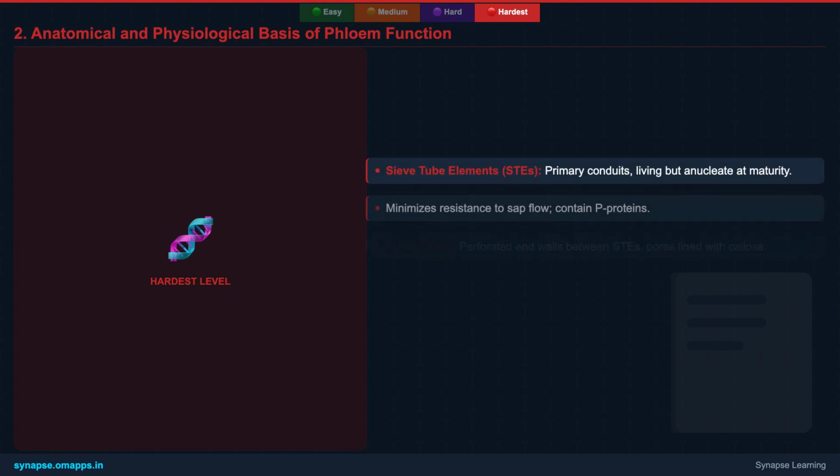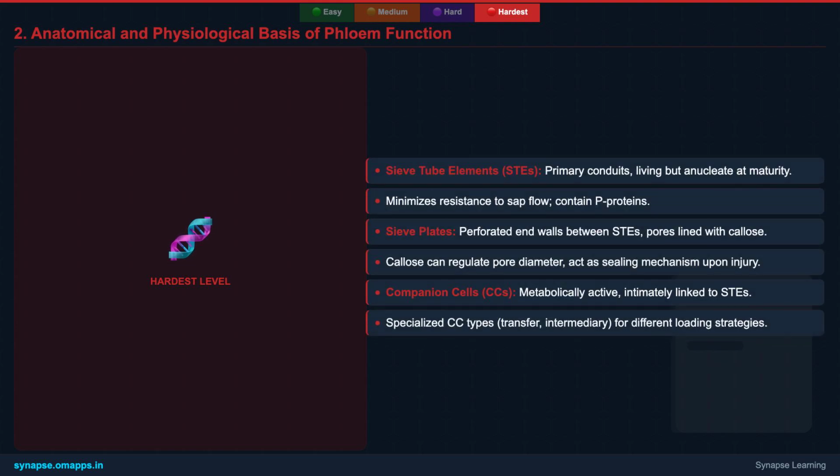Let's delve into the engineering marvel of phloem at a cellular level. The unique anatomy of sieve tube elements, being anucleate and having perforated sieve plates, minimizes resistance to flow. The P proteins, or phloem proteins, are fascinating components, as they can rapidly aggregate to form a plug, sealing off damaged sieve tubes and preventing uncontrolled sap loss, a crucial survival mechanism.